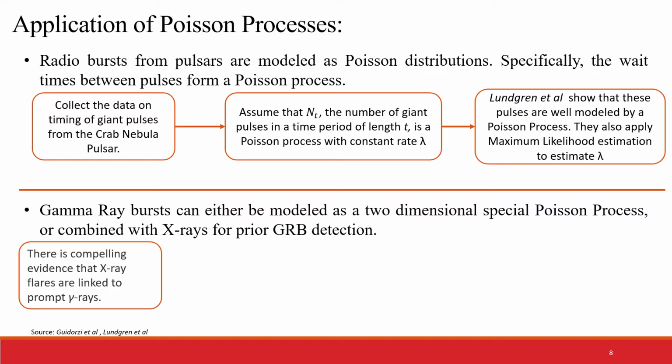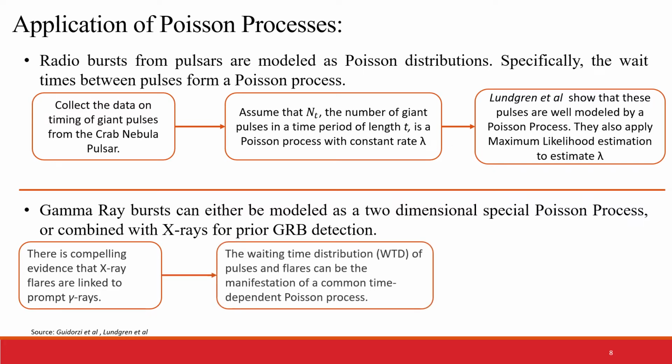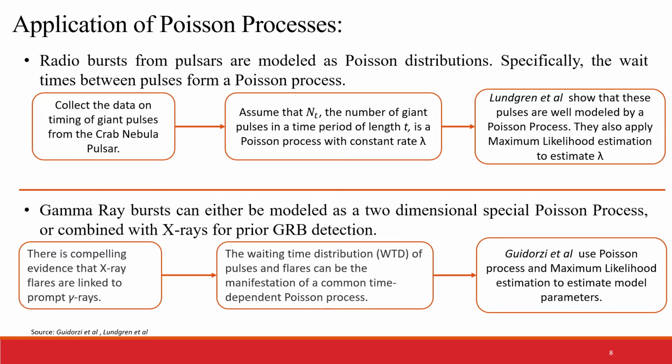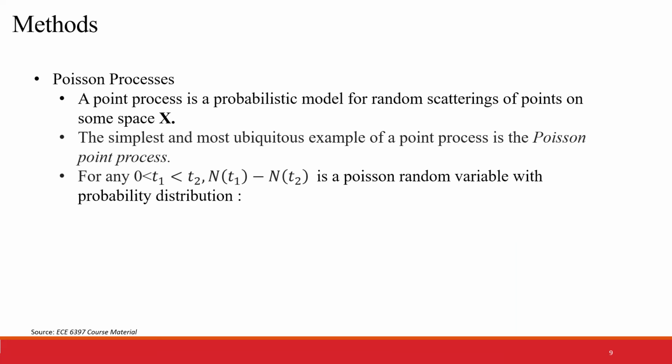There is compelling evidence that X-ray flares are linked to the prompt gamma ray bursts. The waiting time distribution of pulses and flares can be the manifestation of a common time-dependent Poisson process. And this has been shown to be modeled as a Poisson process with the same maximum likelihood estimation to estimate the model parameters. Let us now revise the methods that have been taught in the class.